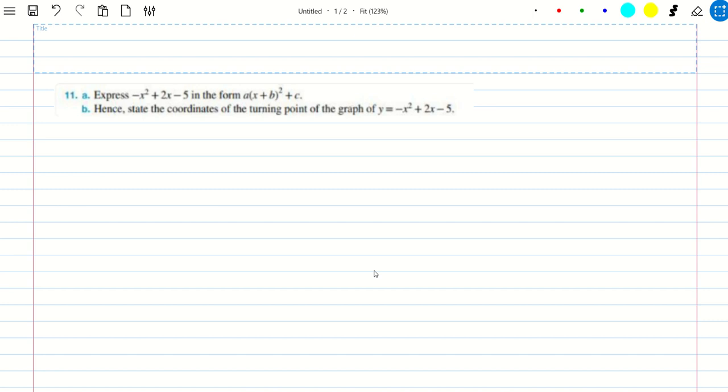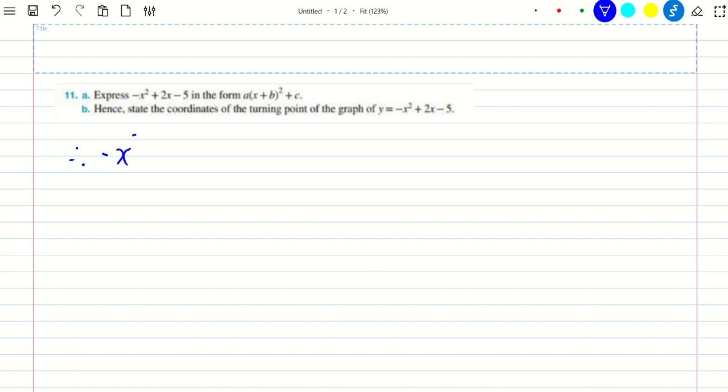Okay, just going to have a look at this video. Look at this question, where it's asking you to express negative x squared plus 2x minus 5 in turning point form. So let's have a look at this. Most students are comfortable with completing the square, but not when you've got negatives or numbers out the front, so let's have a look.